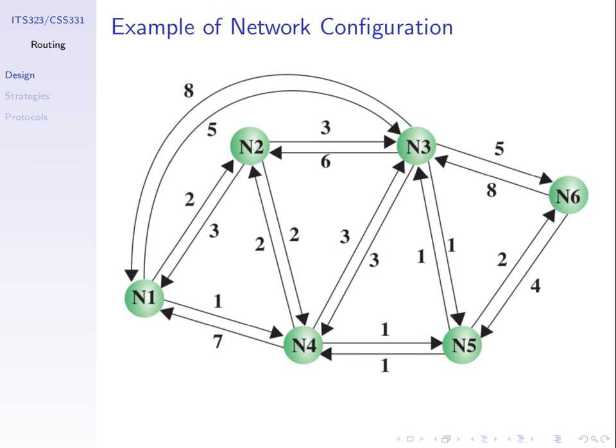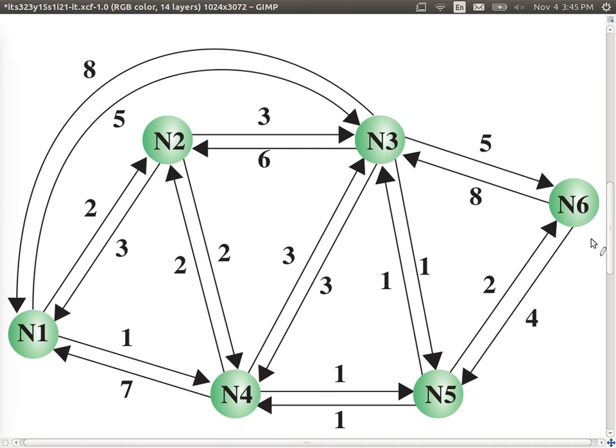Just some terminology. What's the least hop path from node 1 to node 6? The least hop path. Node 1 to node 6, what's the least hop path? Write it down.